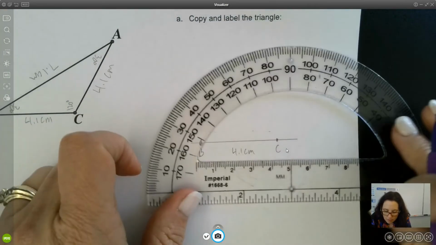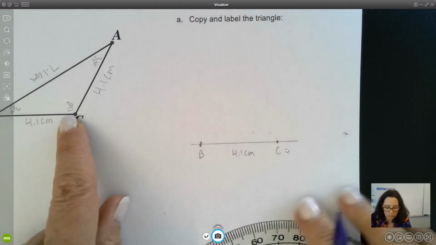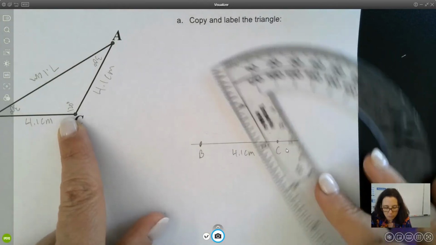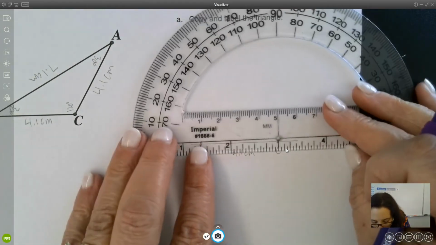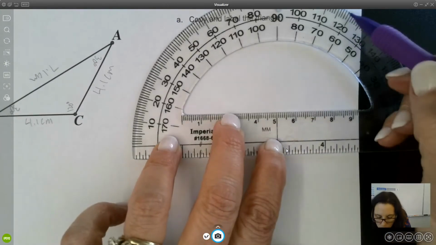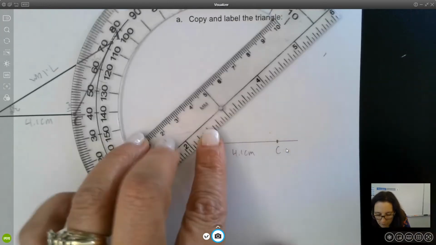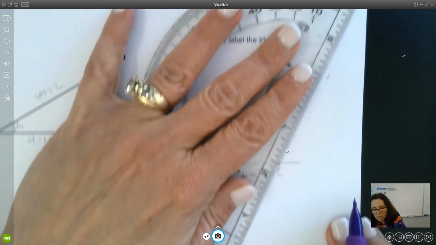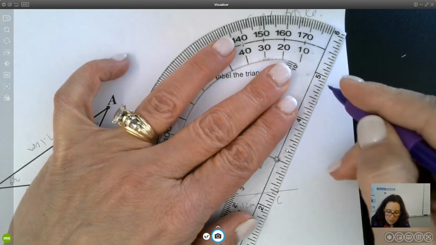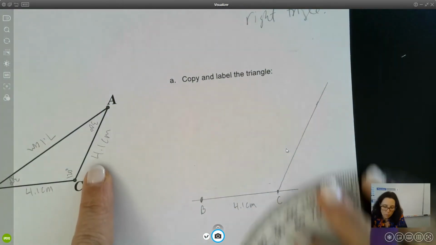That's next. Okay, we don't know where to put the other 4.1 because we don't know if it's here or here. We don't know what angle, so we need to do the angle next. So 120. 120 is right here. I'm just making a long line. I'm not measuring the 4.1 yet. So now I'm going to go in and do the 4.1.